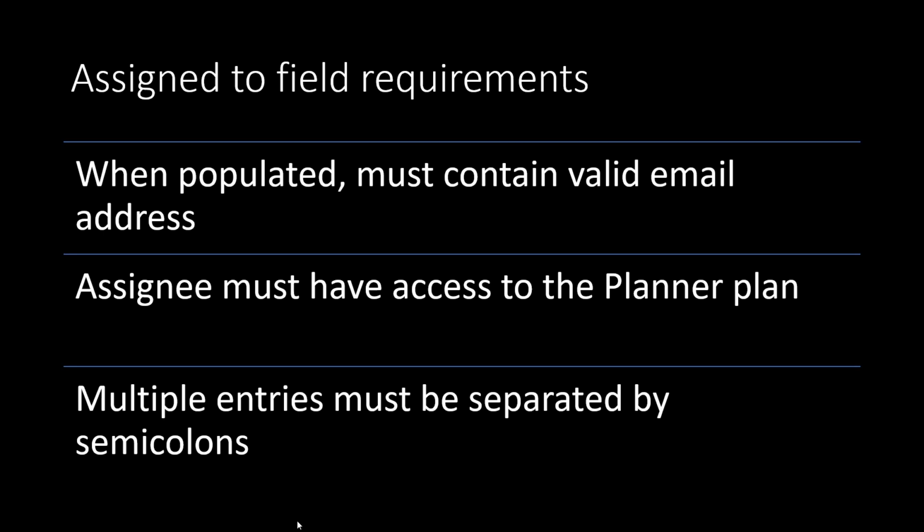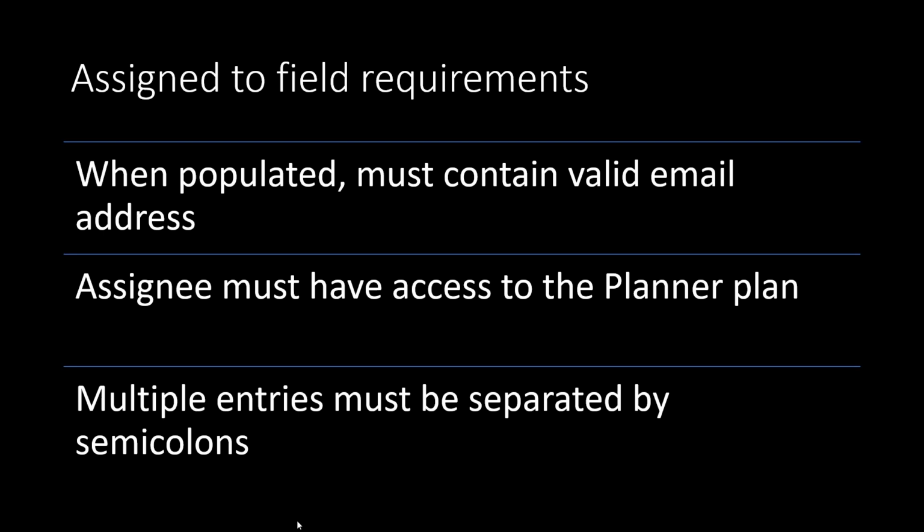Now, whoever you assign it to also needs to have access to that plan in Planner, which means they need to be a member of the group, because plans are associated with groups. Basically, it means that you can't just arbitrarily assign the task to Bob Jones if Bob Jones is not a member of the team. Your flow will fail. So you need to make sure that however you're going about assigning the tasks to users, those users are members of the team.